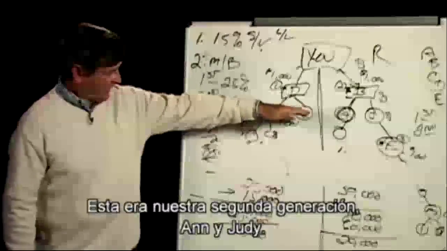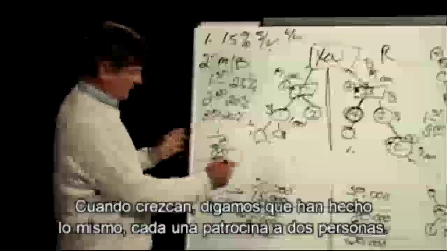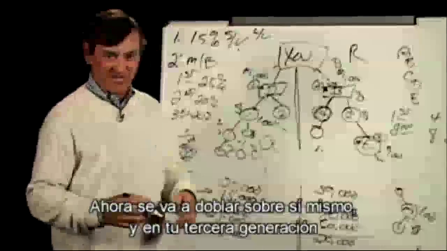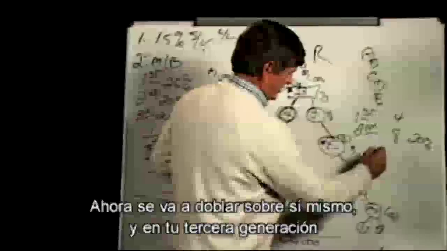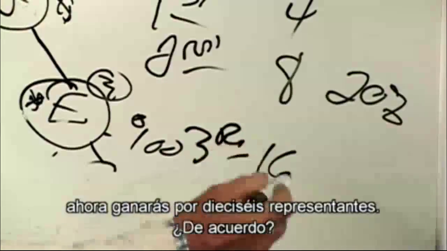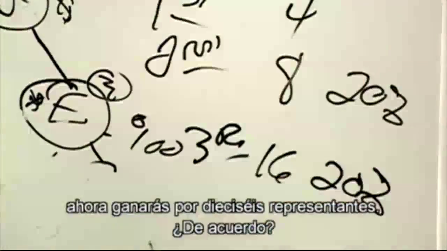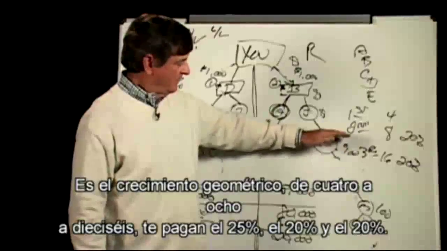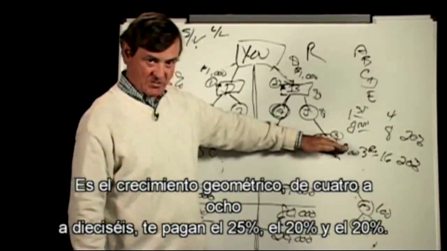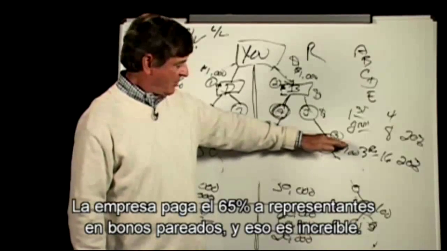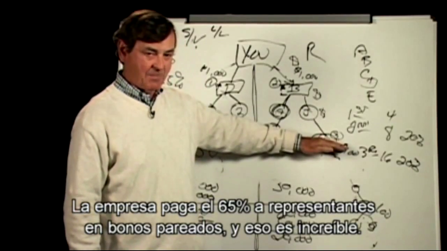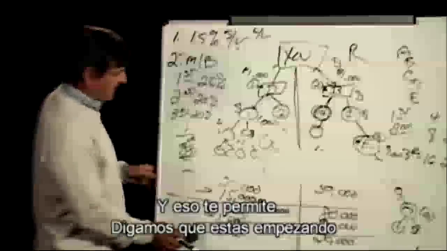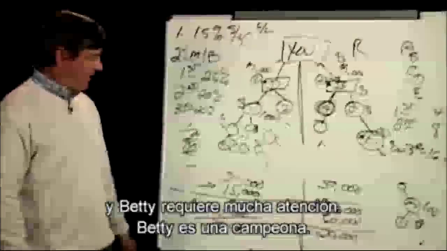Now, 1, 2, Ann and Judy, when they grow, so let's say they did the same thing, each sponsoring a couple of people, okay? What happens is it's going to double on itself. So it's your third generation. You're now matching 16 other reps, all right? That's geometric growth, 4 to 8 to 16, and you get paid 25, 20, and 20. So there's 65% paid out by the company to the reps and to the field in matching bonuses. It's powerful.